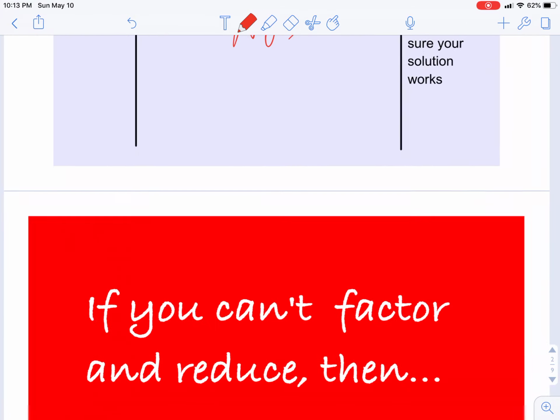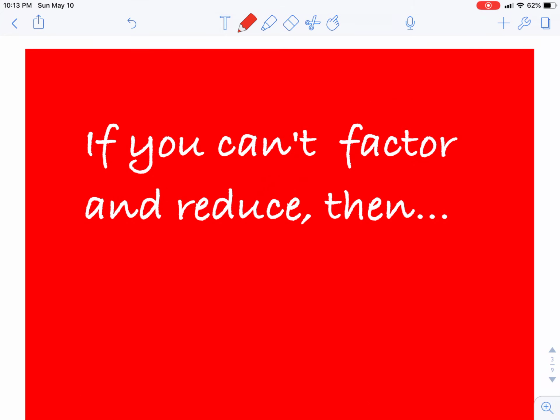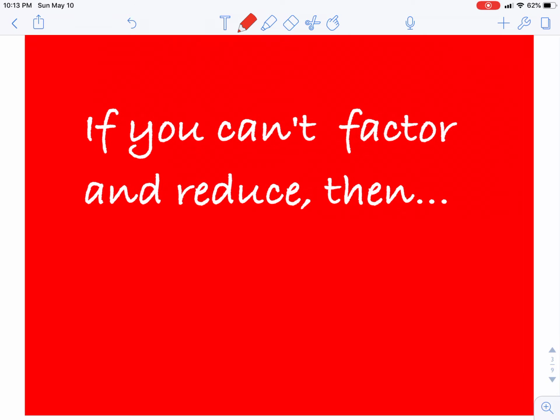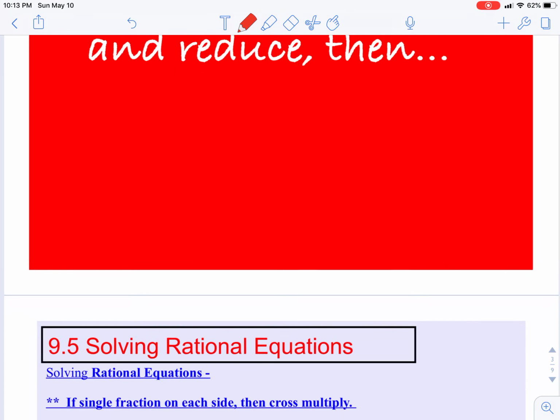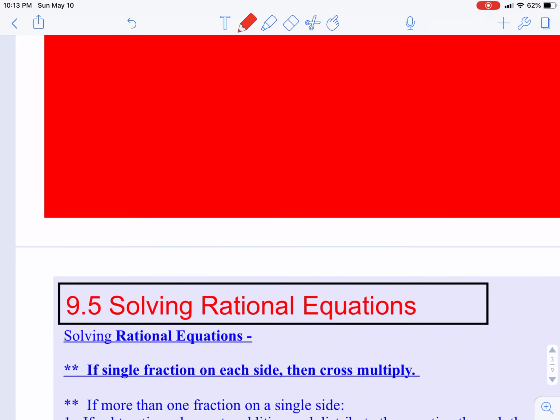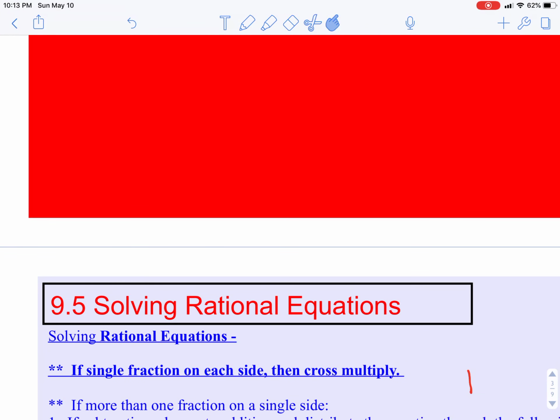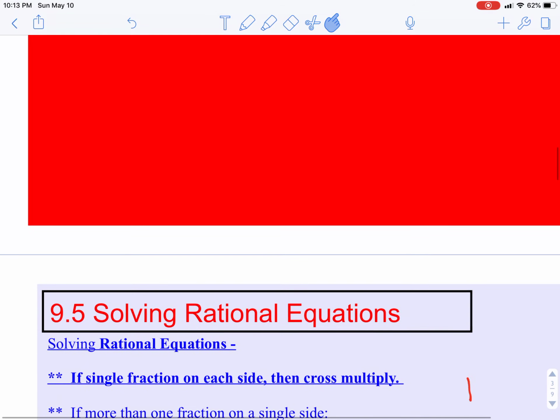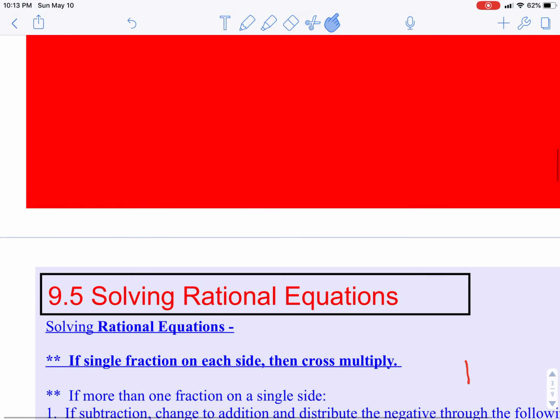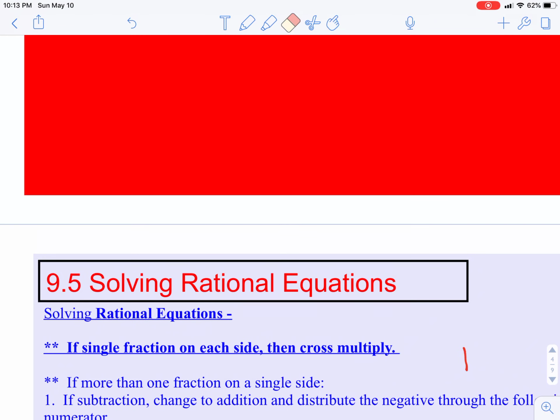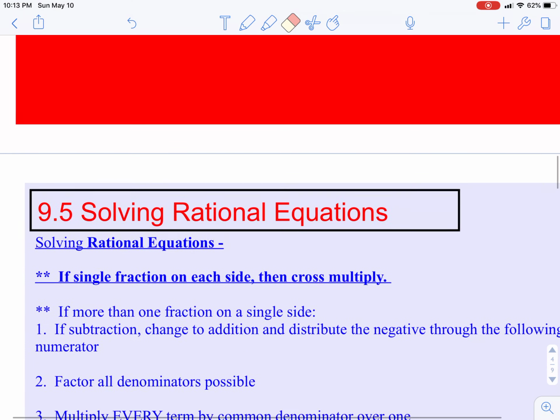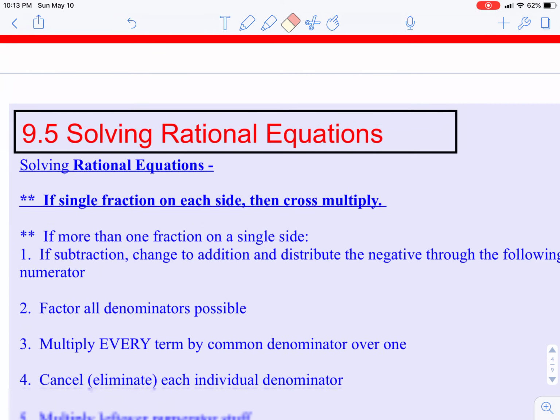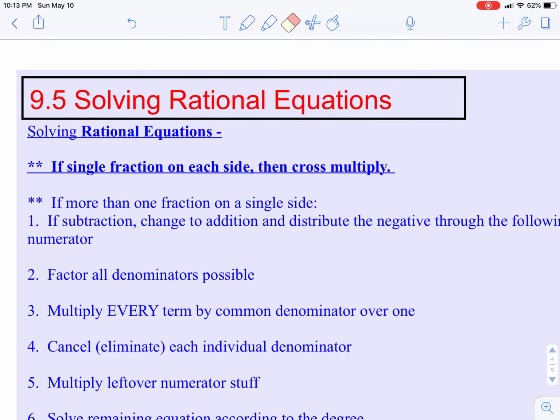Okay? Well, now, what happens if you can't factor and reduce? All right? Flashing red lights. What happens if you can't? When you scroll down, it's going to look a little overwhelming. Okay? So I'll just go frame by frame, like Star Wars style here, but super slow. Okay? If there are two fractions equal to each other, we're going to cross multiply. If there's more than one fraction on a side, we are going to combine those fractions together. Okay? So we're going to change to addition, factor all denominators, multiply every term by the common denominator over 1, and cancel.